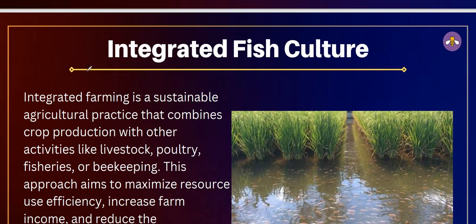Integrated fish culture, just a little bit. Integrated farming is a sustainable agricultural practice that combines crop production with other activities like livestock, poultry, fishery, or bee keeping. It is a sustainable agriculture practice. It combines crop production.